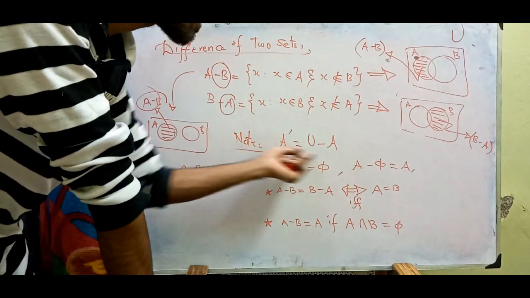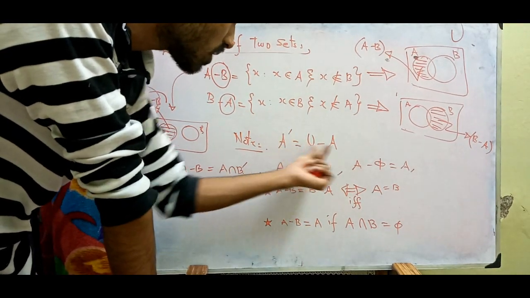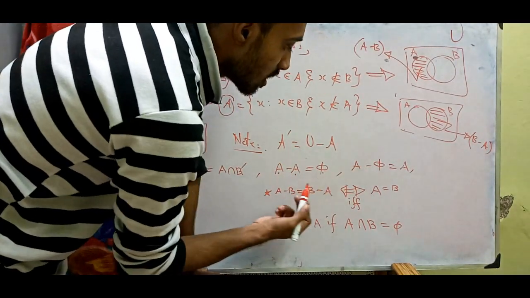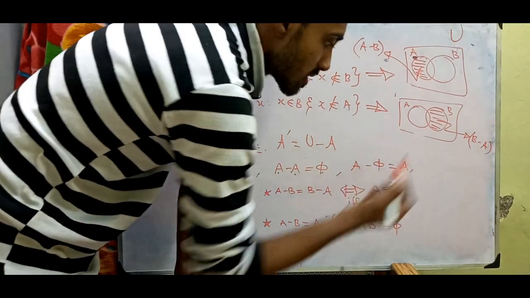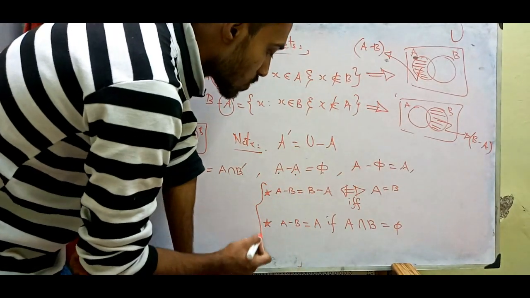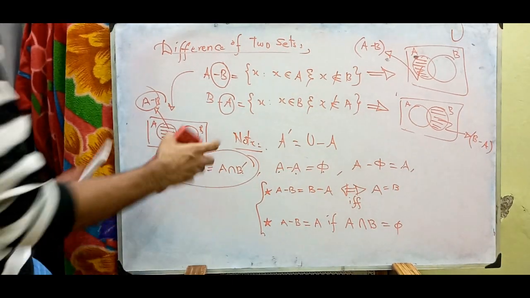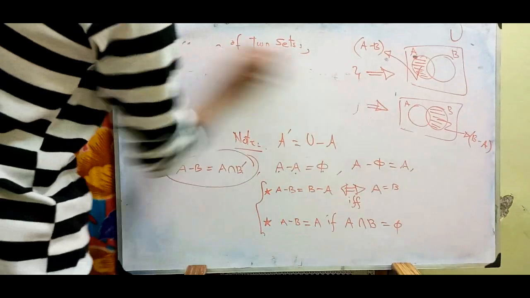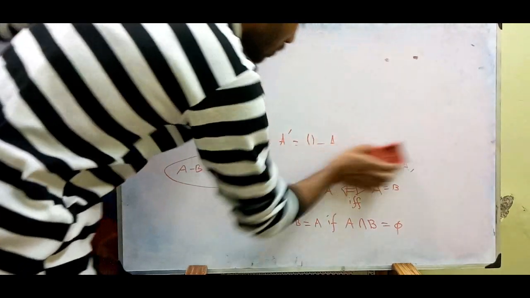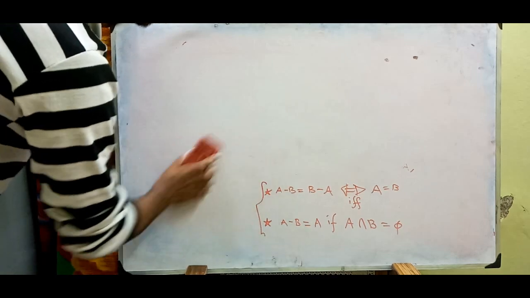Before going to this, let us see this one. A dash is nothing but, as I said, U minus A, removing this part alone, and A will come here. So U minus A is A dash. A minus A is nothing but the empty set. A minus the empty set is A, the whole set, because the empty set doesn't have any element. And these are important. Let us see how it works. Now get this. Now we came here, A minus B equal to A intersection B dash, right?